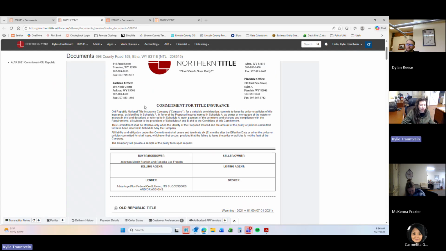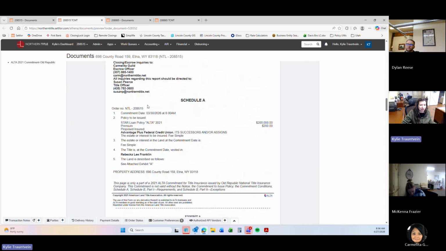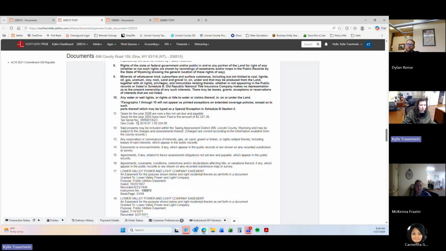So I'll show you on this Schedule A for a star policy. We'll see it says star loan policy instead of standard. And then there are extra exceptions here towards the front of the exceptions that are star policy exceptions that Susan will throw on the policy. Okay.